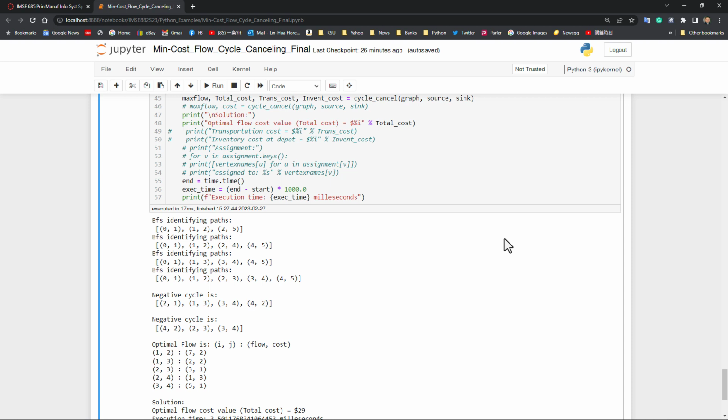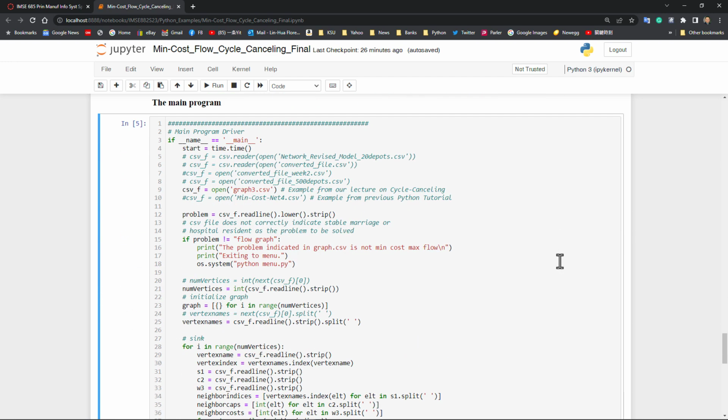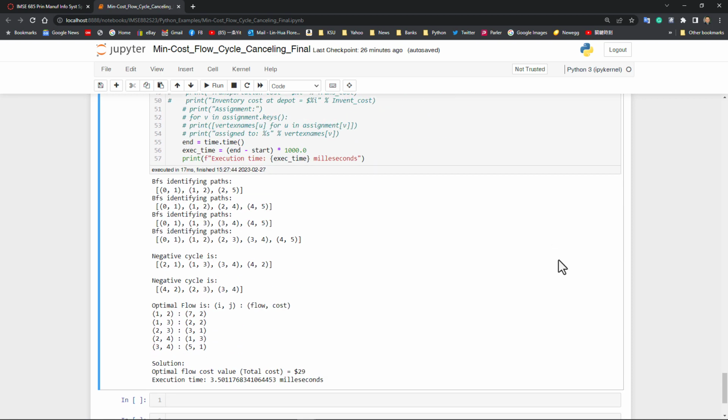So this is the initial feasible flow, but we see if we can find any negative cycle to improve the current solution. The first negative cycle we find is 2 to 1, 1 to 3, 3 to 4, 4 to 2. And we have this exact example in our lecture video, done manually.